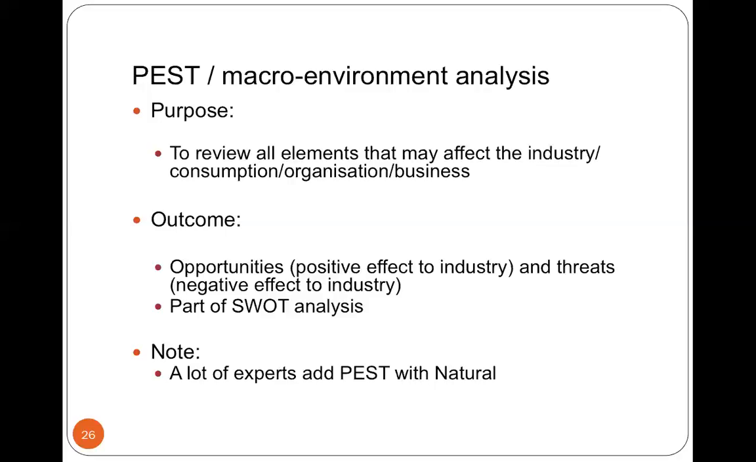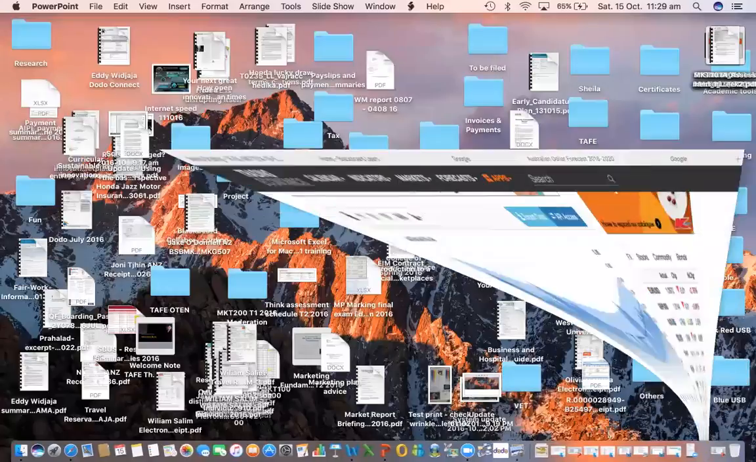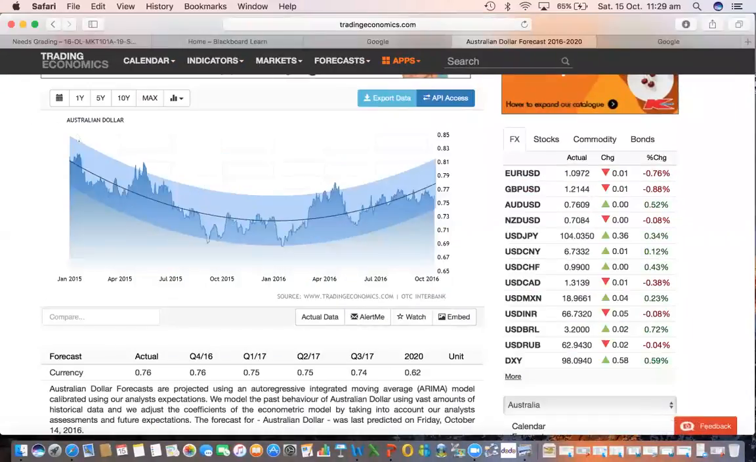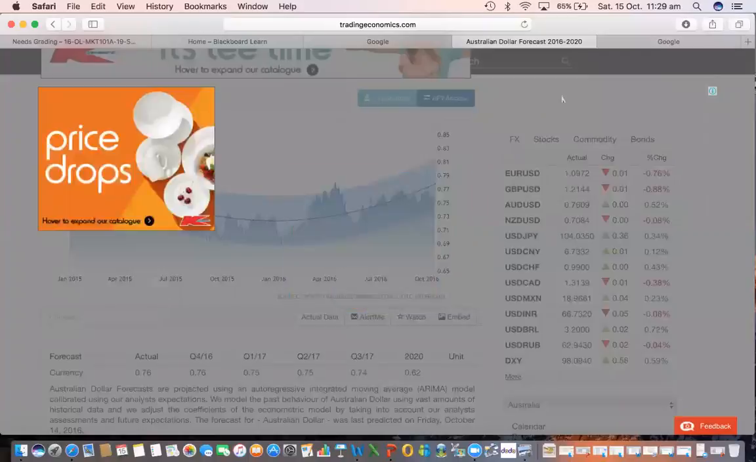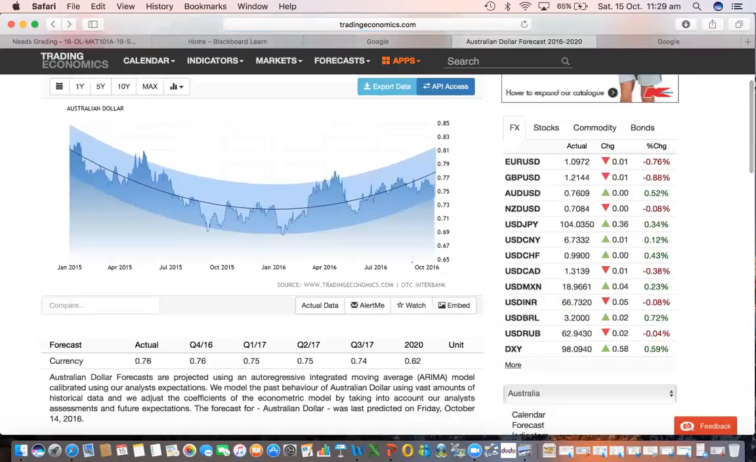Okay, all right. Now let's have a look at an example here, the Australian dollar. Starting from January 2015, it was decreasing until January 2016, and now it is kind of bouncing back. Now if the trend continues, the Australian dollar is increasing. This is the Australian dollar exchange rate to the US dollar. Okay, now what does it mean?